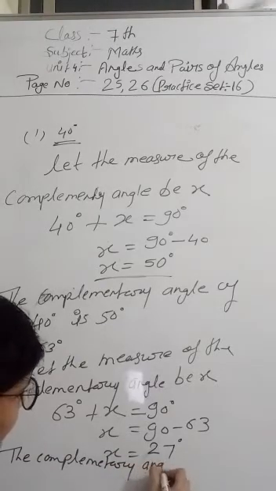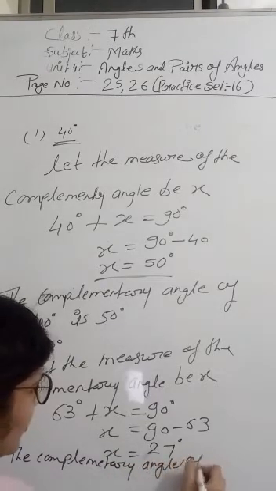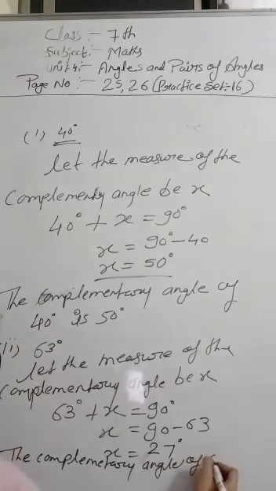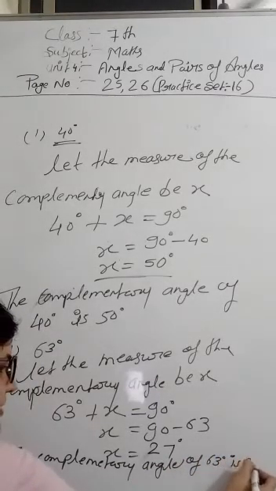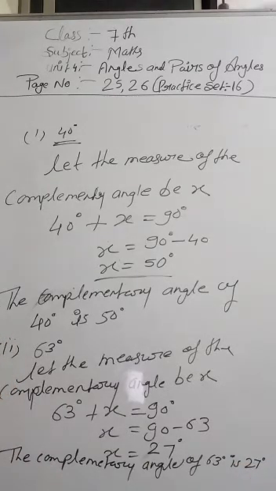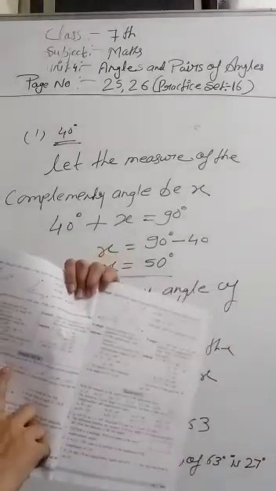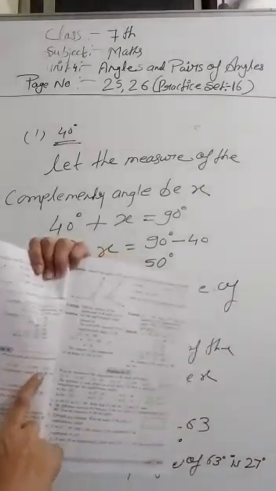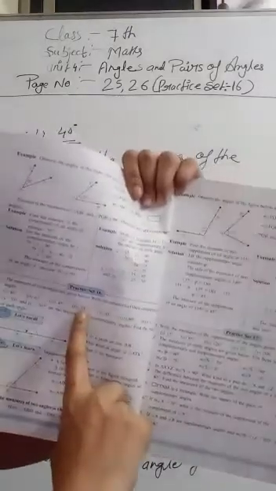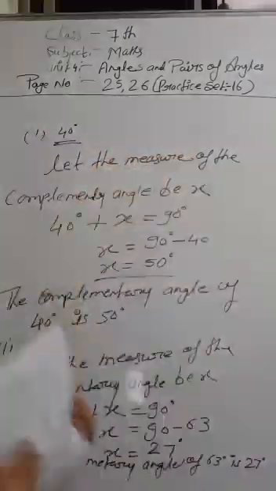So the complementary angle of 63 degree is 27 degree. Okay, 27 degree. This is question number 1, the second part. Now your homework is third, fourth, fifth, sixth and seventh. Your homework, third, fourth, fifth, sixth and seventh is your homework.